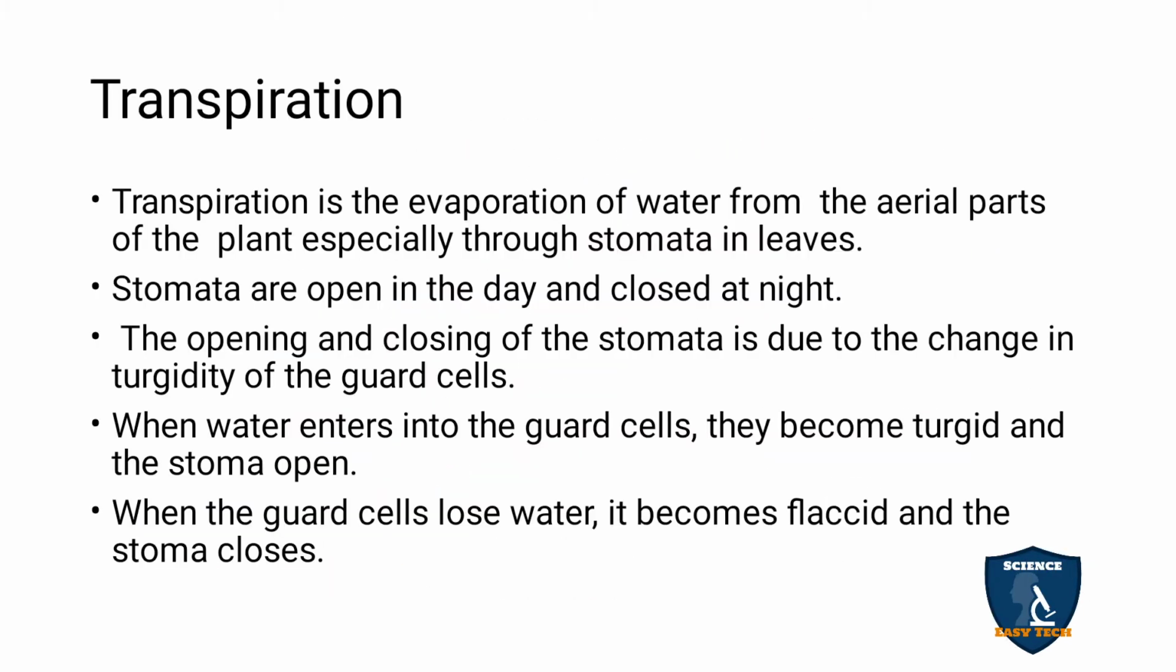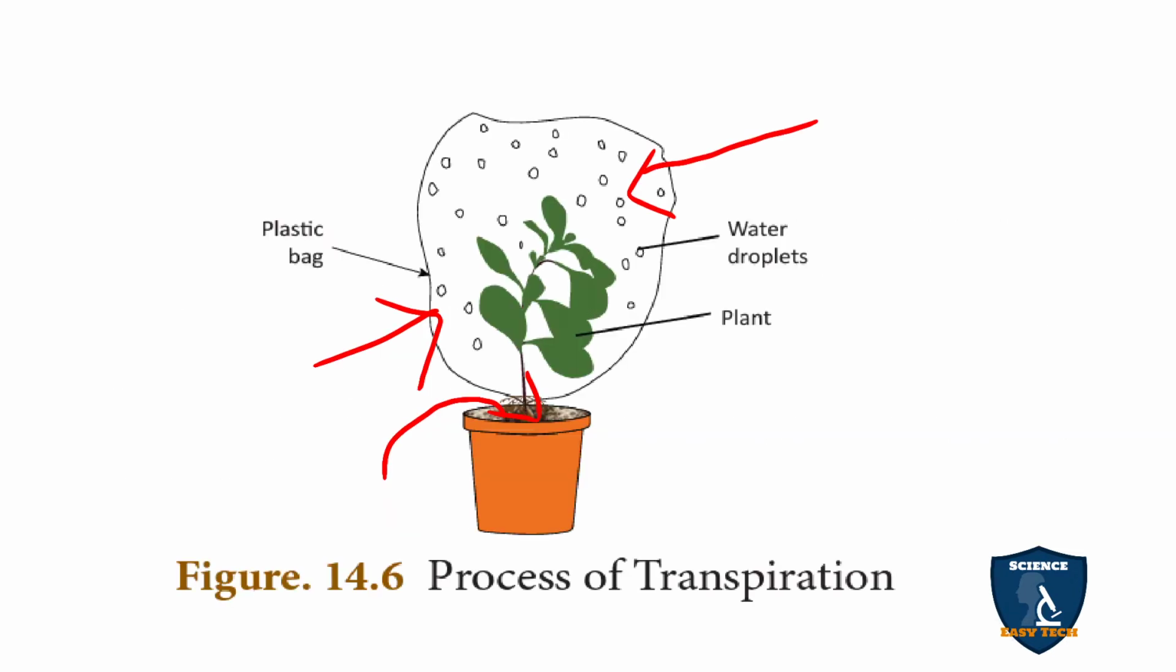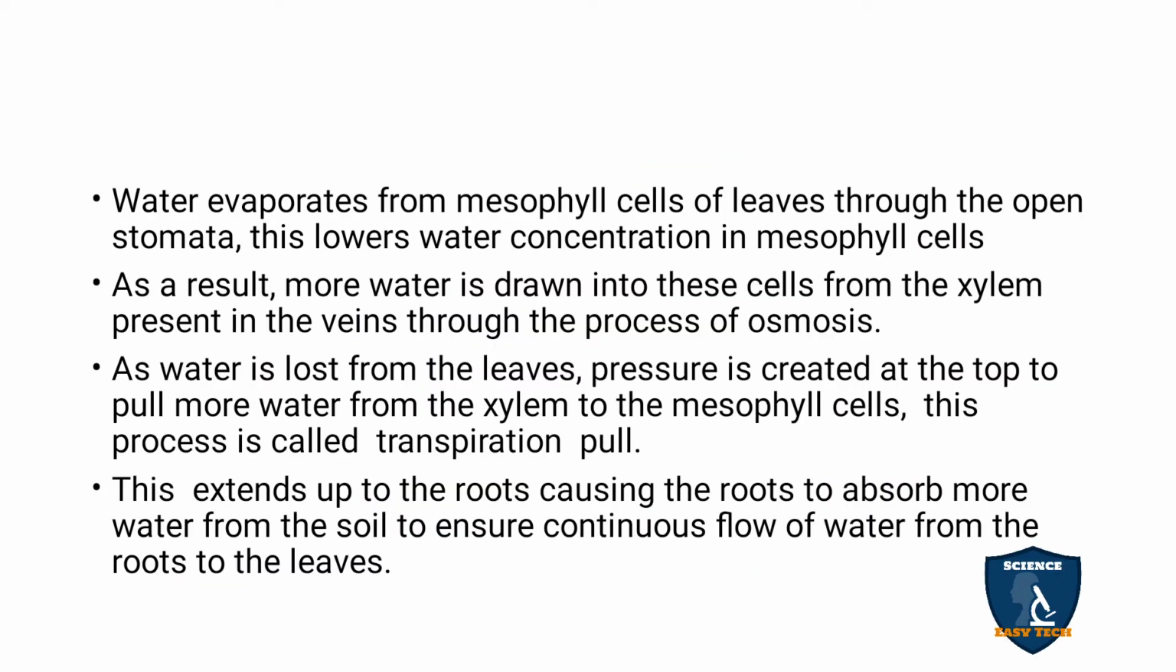When water enters into the guard cells, they become turgid and the stomata opens. Likewise, when the guard cells lose water, the stomata closes and the guard cells become flaccid. Water evaporates from mesophyll cells of the leaves through open stomata. This lowers the water concentration in the mesophyll. By osmosis, the movement of water molecules takes place, and the loss of water vapor, that is transpiration, takes place through the stomata.